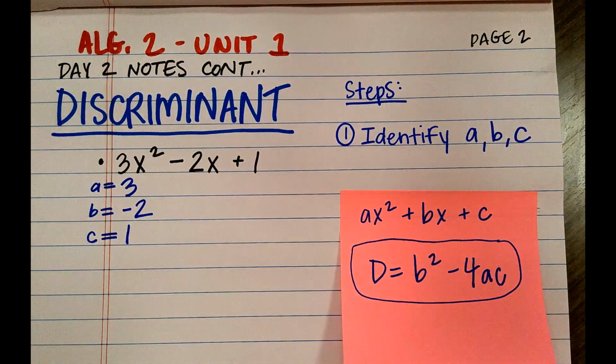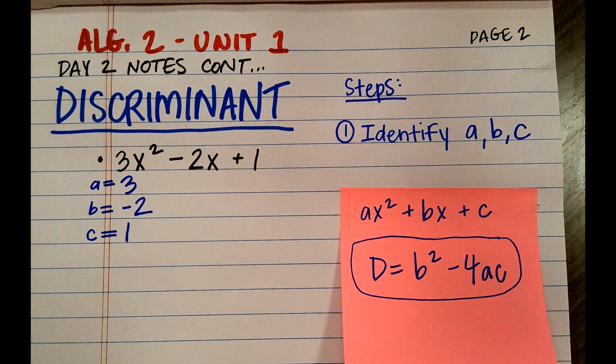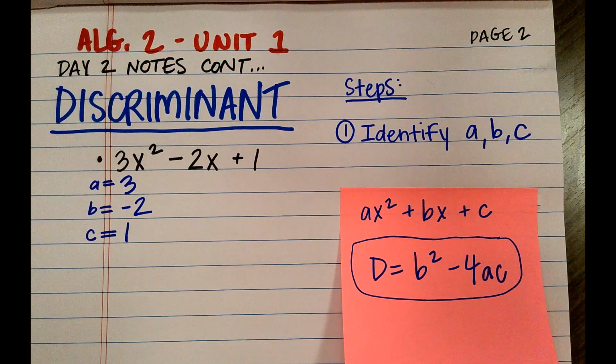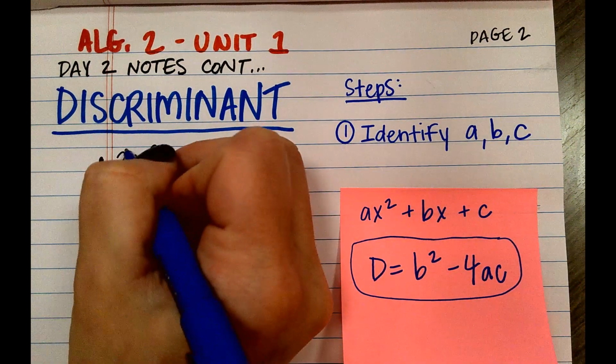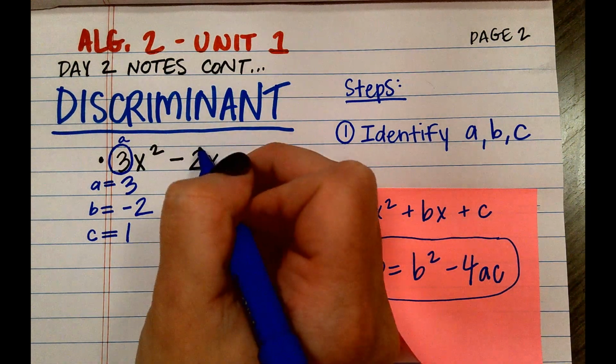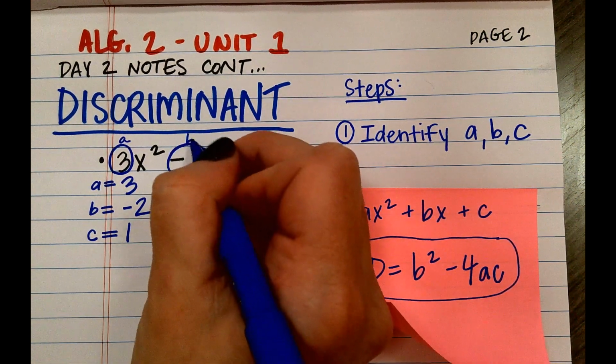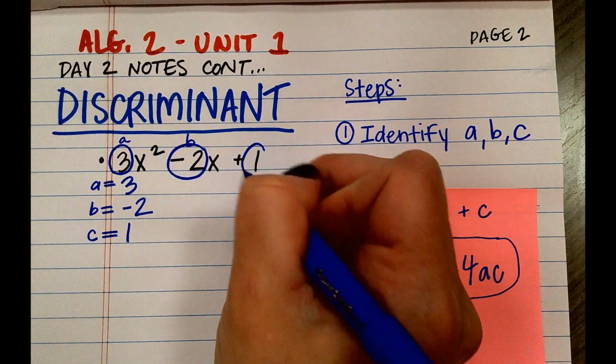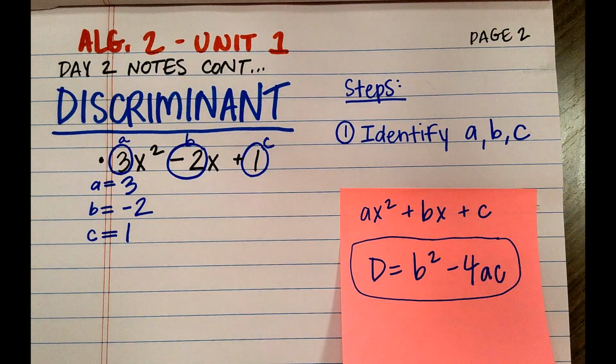Now, depending on how you like to label your A, B, C, maybe you're circling, let me do that too. I'll circle my 3, which is A. My negative 2 is B. My 1 is C.